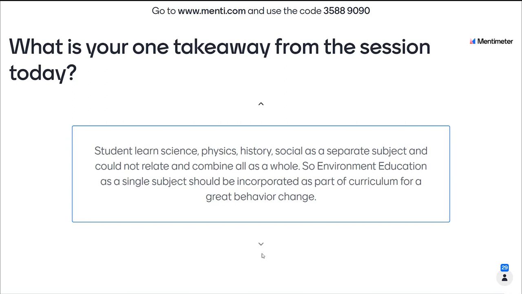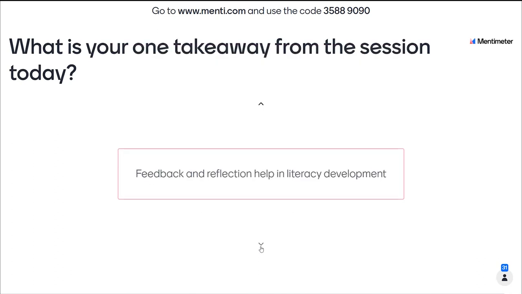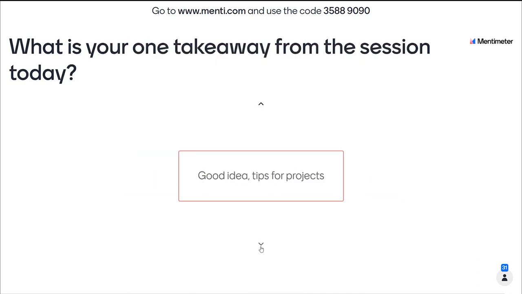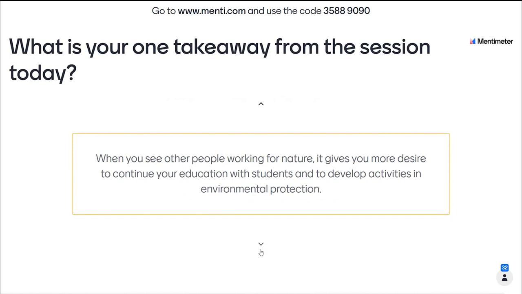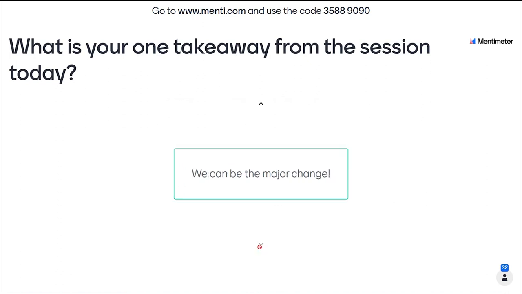Yes, this is a suggestion, a recommendation, and for that reason, we recommend project-based learning, because that's a way, until we get environmental education as a subject, of incorporating the different interdisciplinary action that is required. So yes, we can be of major change.